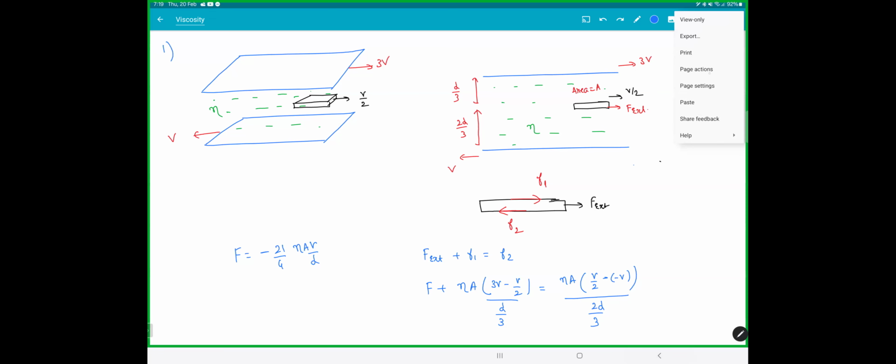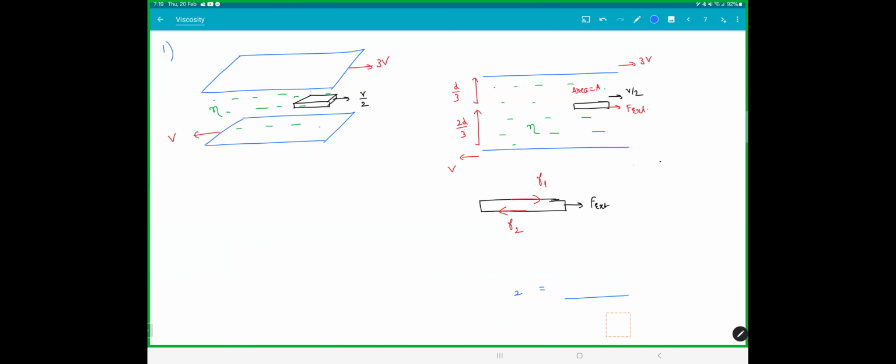Yeah, 5d by 8 from the top. Same thing. If you draw the FBD, let this distance be x and let this distance be d minus x. Acceleration is 0, so you want F1 equal to F2.